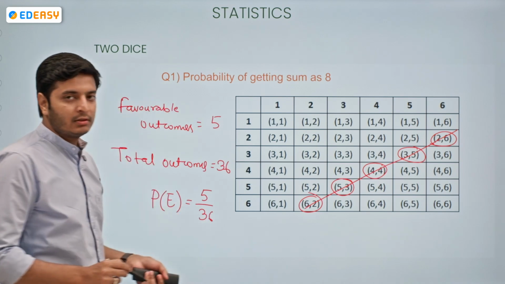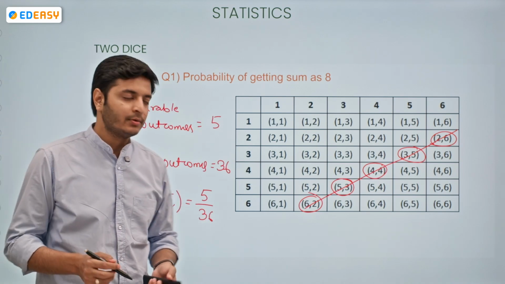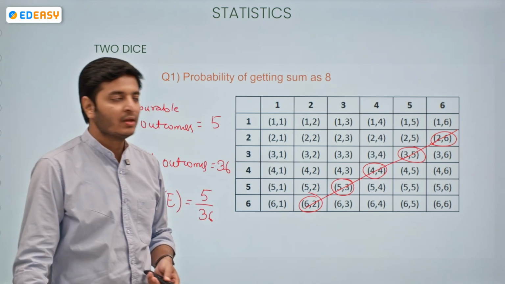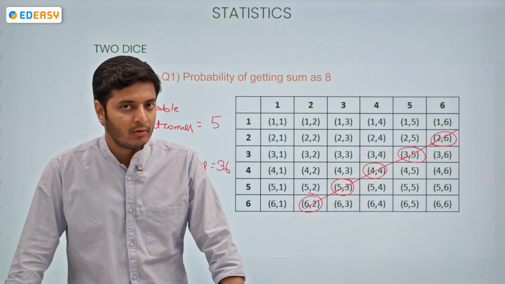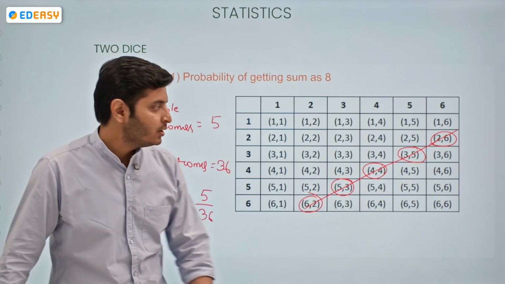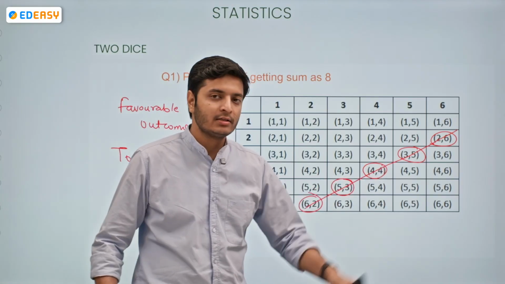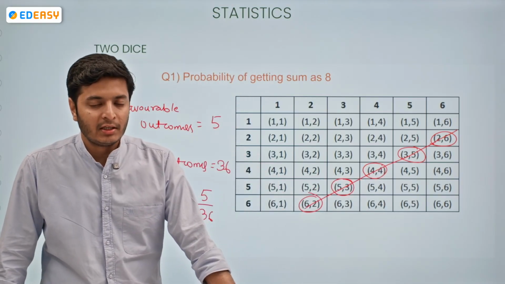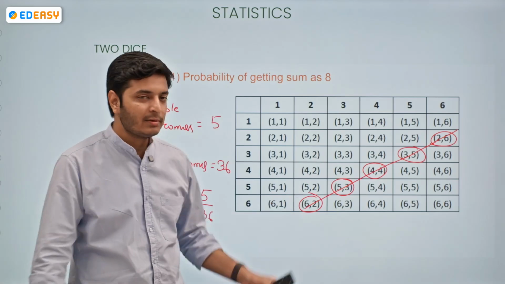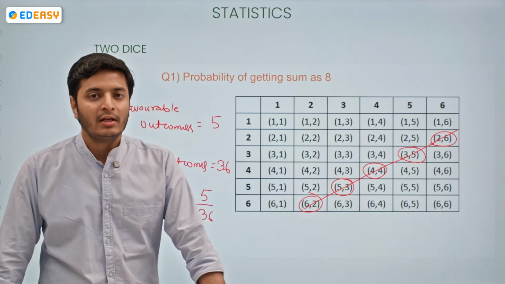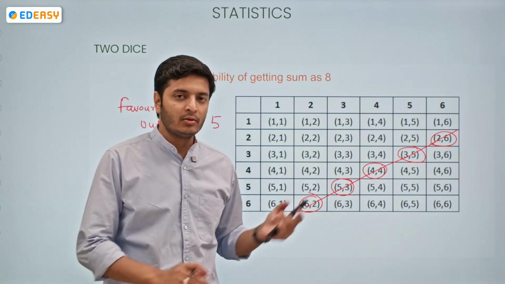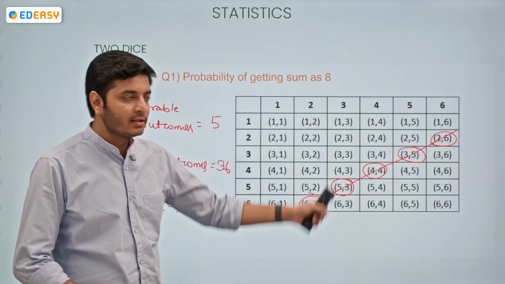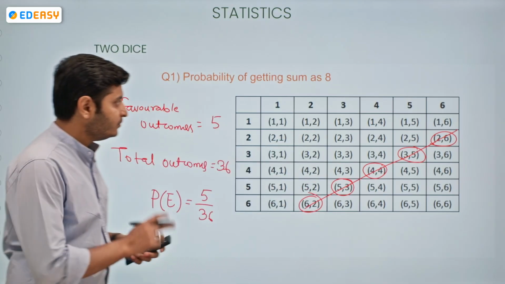Can we simplify it further? No, we cannot simplify it further because these two values are co-primes. So this is the probability of us getting sum as 8 when we are rolling two die. See how easy it is to calculate if you have the table. If we did not have the table, we would have to count every outcome, correct? So if you get problems related to two die, please do create this table. This is going to save you time.